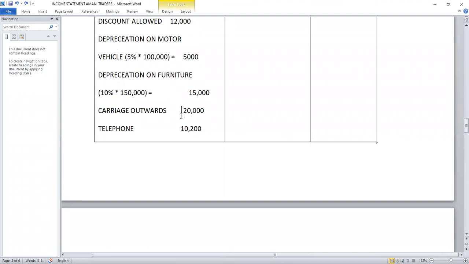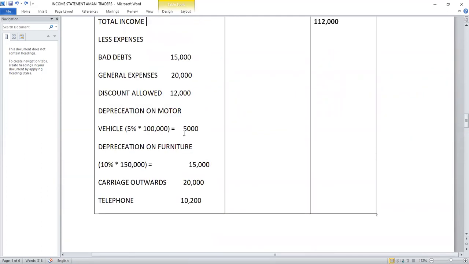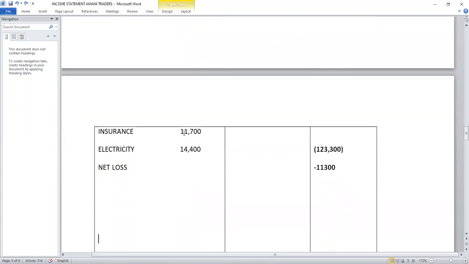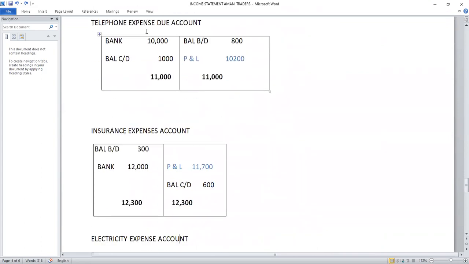We have the carriage outward 20,000, telephone 10,200. So for these expenses, like telephone and insurance and electricity, we are going to open a working for them. Remember, let me show you something, guys, here. This is where we had the balance brought down. When we have a due account, it means this is an accrued expense.